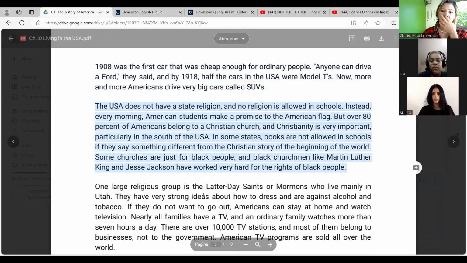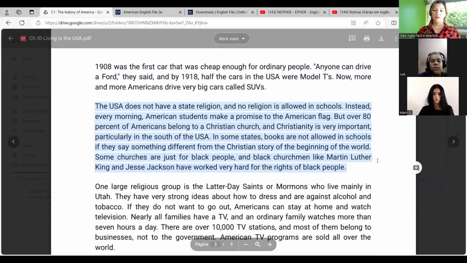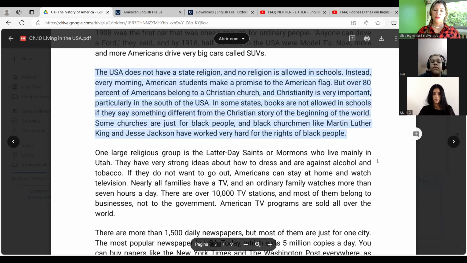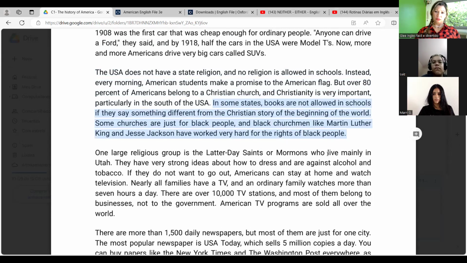The USA does not have a state religion, and no religion is allowed in schools. Instead, every morning American students make a promise to the American flag. But over 80% of Americans belong to a Christian church, and Christianity is very important, particularly in the south of the USA. In some states, books are not allowed in schools if they say something different from the Christian story of the beginning of the world.